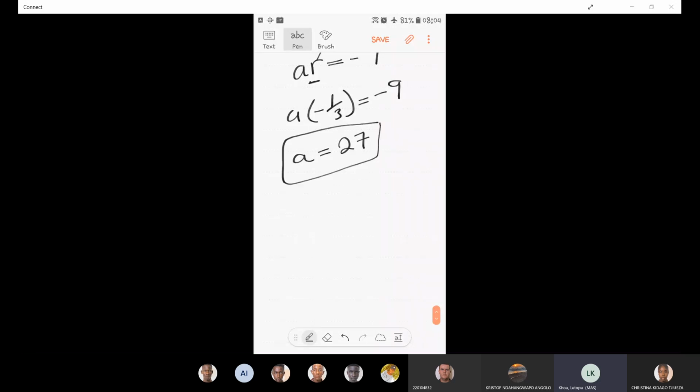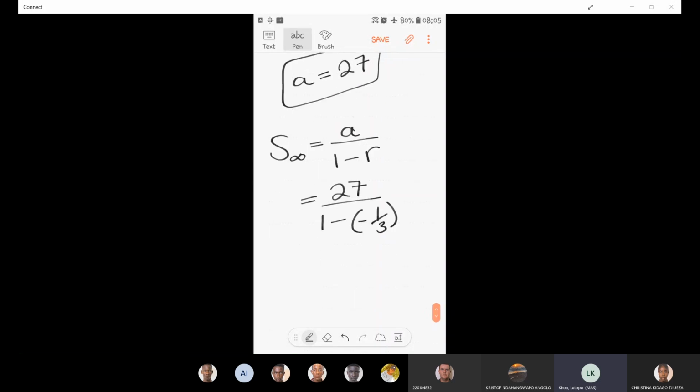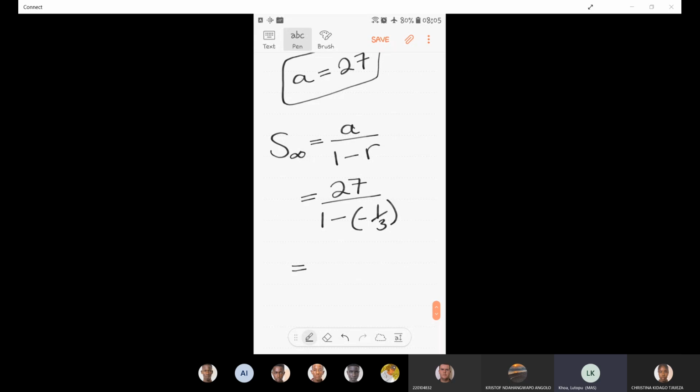I've already checked that the sum to infinity exists. The only thing left for me to do now is to work it out. So the sum to infinity is equal to A over 1 minus R. Now my A here is 27, and I divide this by 1 minus my R, which is negative 1 over 3. And then I just check on my calculator, this is 81 over 4.